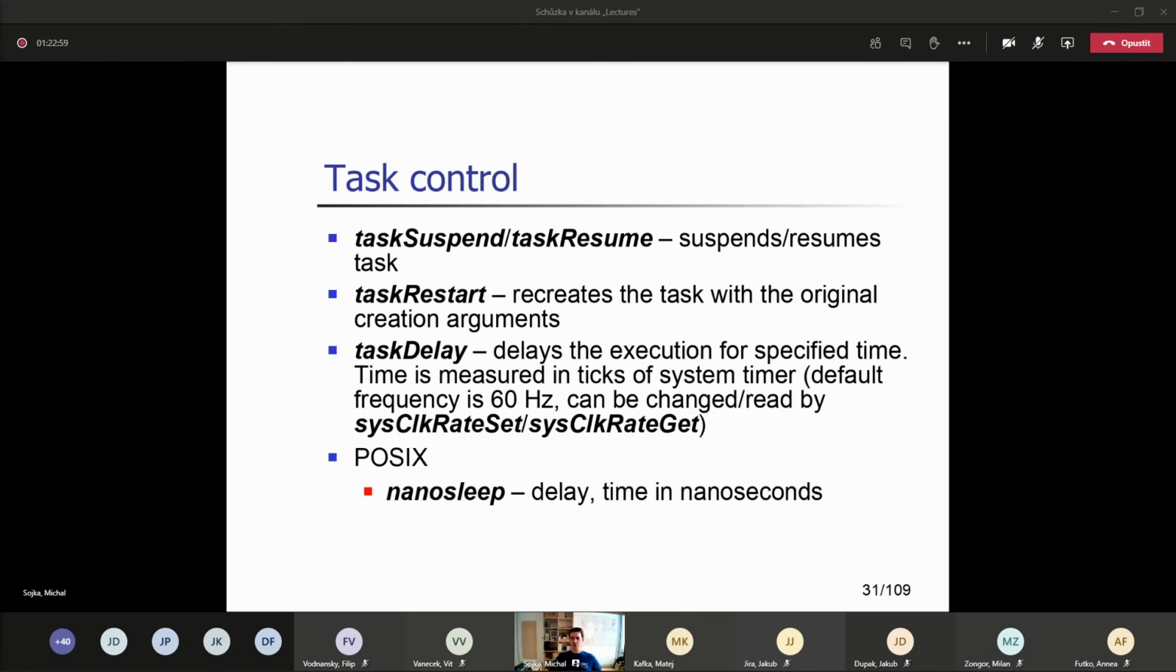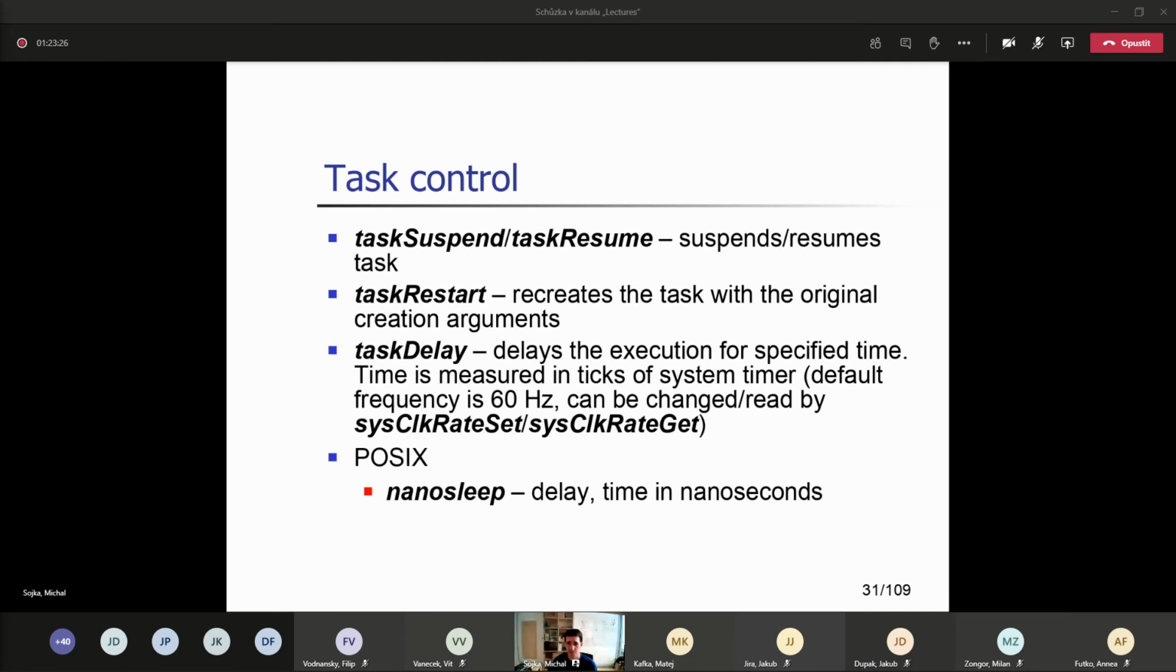Now, what else can you do with tasks? As we have already mentioned, we can suspend or resume a task. We can restart the task from the beginning. This is not very useful in many applications, but in some rare cases it might be, like restarting the application from the beginning and so on. You can call task delay. You already know that.